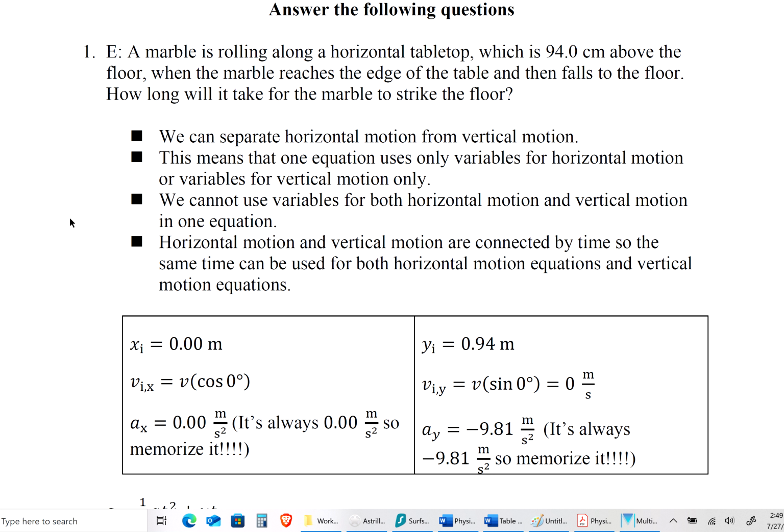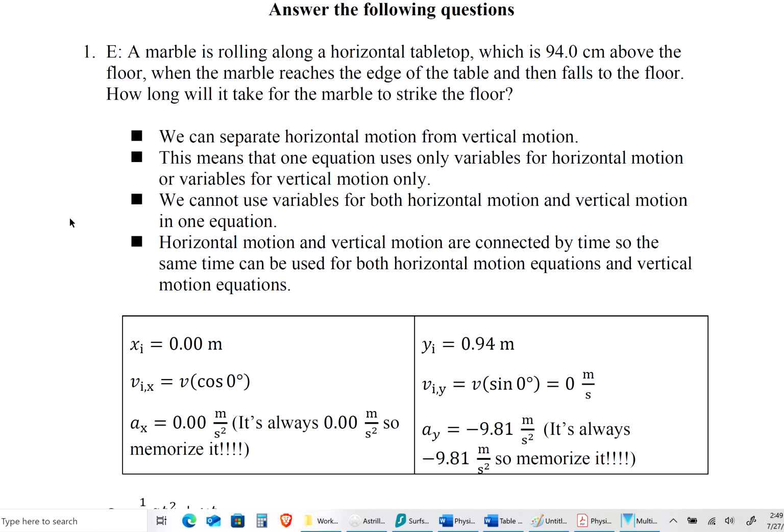Number 1, we can separate horizontal motion from vertical motion. Number 2, this means that one equation uses only variables for horizontal motion or variables for vertical motion only. Number 3, we cannot use variables for both horizontal motion and vertical motion in one equation. Finally, number 4, horizontal motion and vertical motion are connected by time, so the same time could be used for both horizontal motion equations and vertical motion equations.